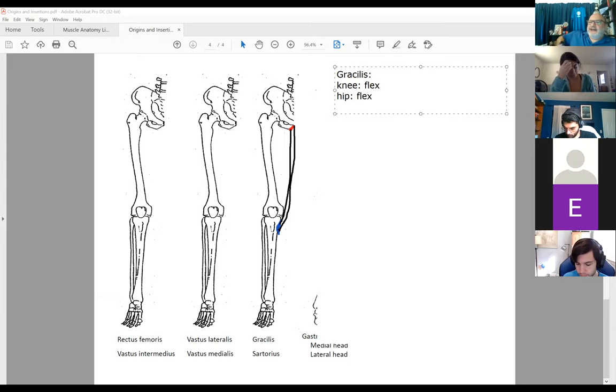Flexes the hip. Excellent. So like I said, it collapses the leg up, flexes the knee, flexes the hip. But what else does it do to the hip? Medially rotates the thigh. Being medial, it brings the femur, which is a lateral structure, medially inward. And one more thing. Adduct. Yeah, being a medial muscle, not surprisingly, it adducts the leg. So basically, it collapses the leg and brings it inward.